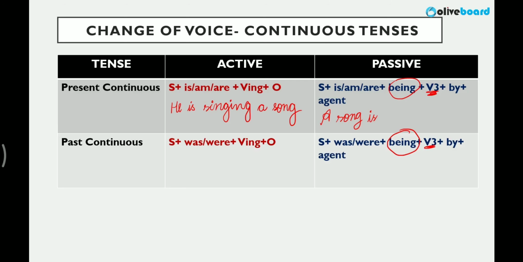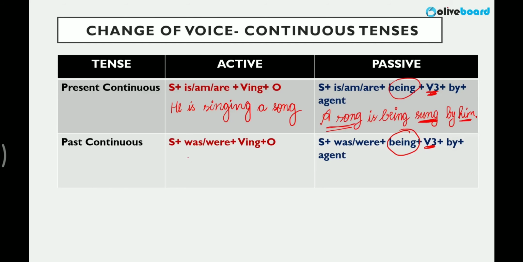It is there in the pattern you can see here. Is being. Third form, what is the third form of the verb? Sing, sang, I think you remember, sung, S-U-N-G. Sung by, he becomes him. Right? So third form sung, he becomes him, and this is because a song is singular.